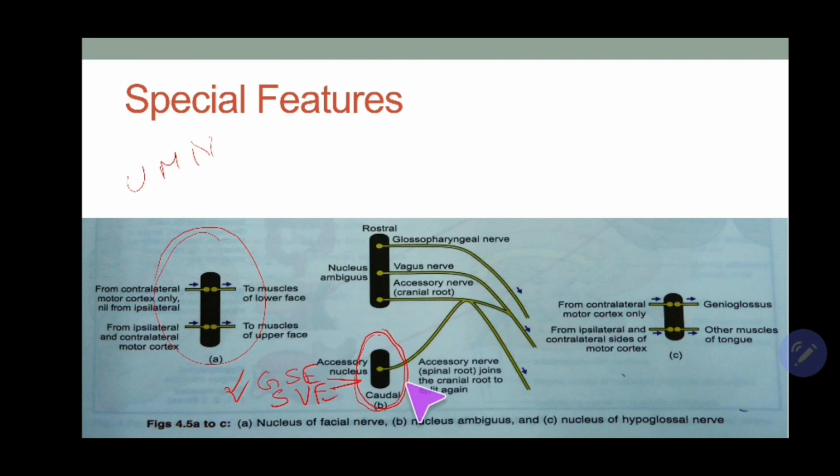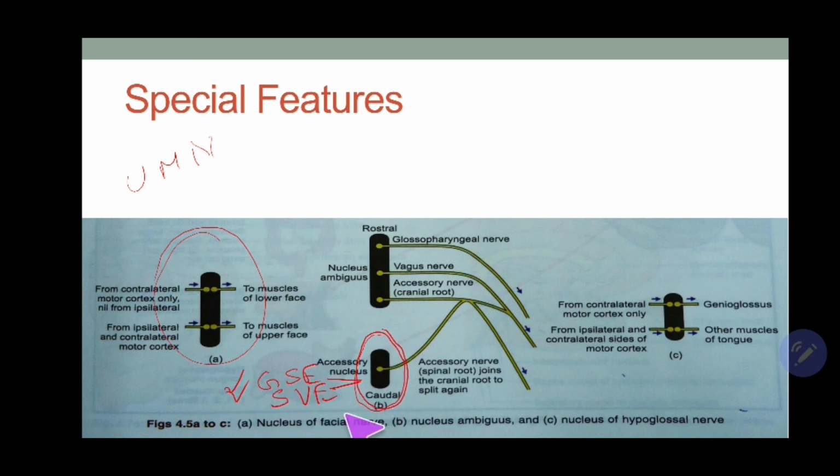And when the roots from the five segments join to form the spinal accessory nerve, it enters the cranium through the foramen magnum. It passes behind the ligamentum denticulatum. This also shows that it does not have the features of a general somatic efferent, because efferents always have an anterior origin from the spinal cord. Got it? So there is still a debate about this nucleus also, whether it is a general somatic efferent or special visceral efferent.